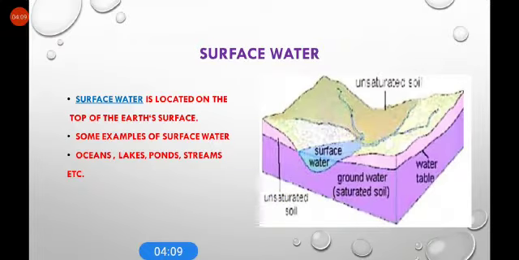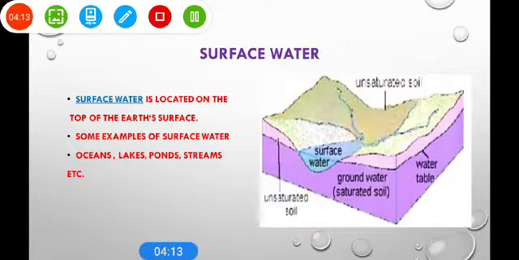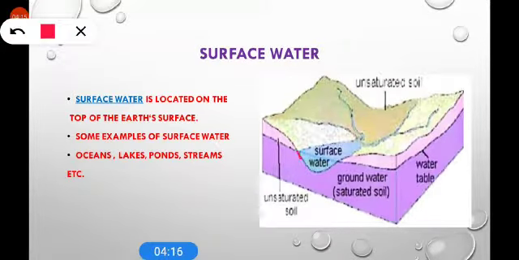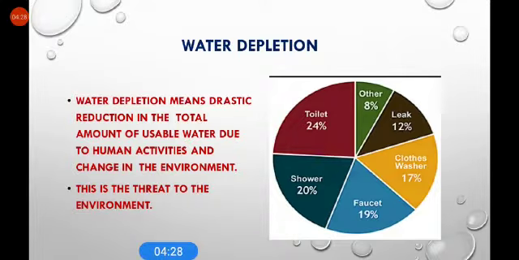Now, surface water. Surface water is the water that is located on the earth's surface as shown in the figure. Some examples of surface water are oceans, lakes, streams, ponds. You can also say it is water on the surface of the planet above the ground. Clear?